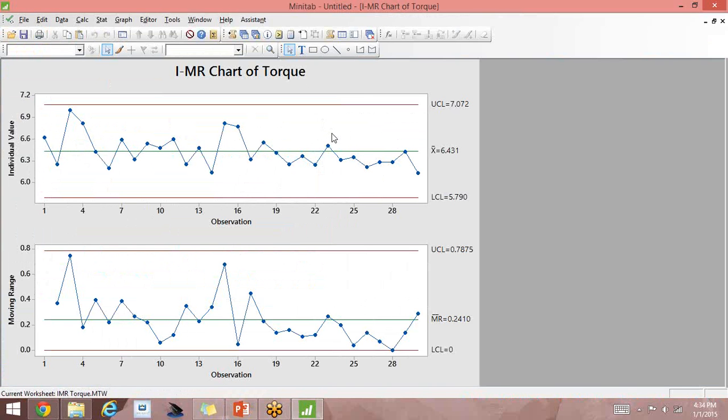So this is the individual moving range. If you see, there are no red dots here. Only if there are red dots, that means there is an outlier. So there is no outlier in this because there is no red dot absolutely. Okay, but there is another option.